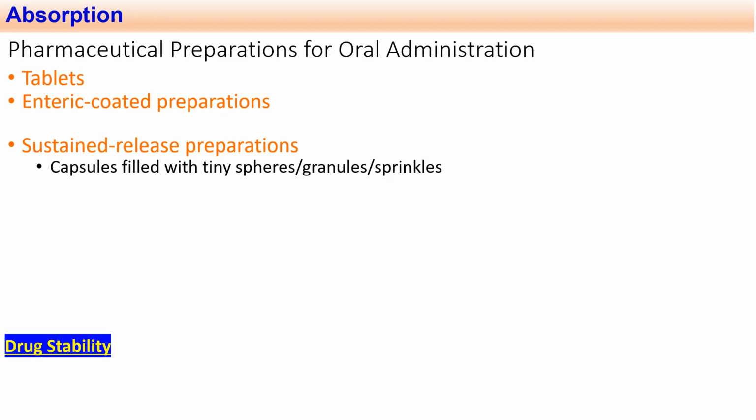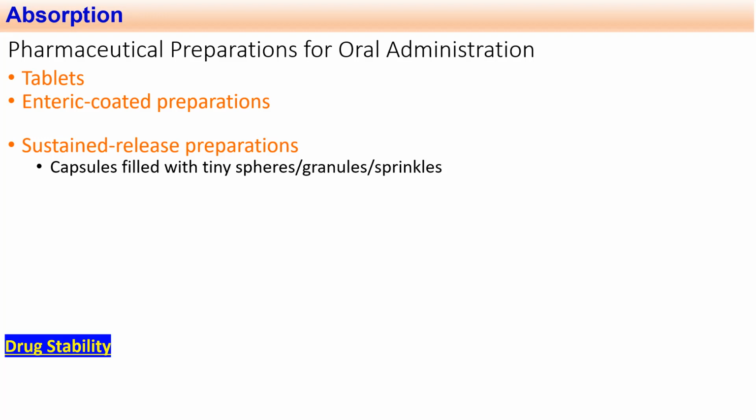Sustained release preparations are the capsules filled with tiny spheres or granules or sprinkles, and they permit a reduction in the number of daily doses. Instead of taking the drug 2 or 3 times a day, we can just take one sustained release and it works for 12 or 24 hours. One tablet is given orally, but the drug is released steadily throughout the day.